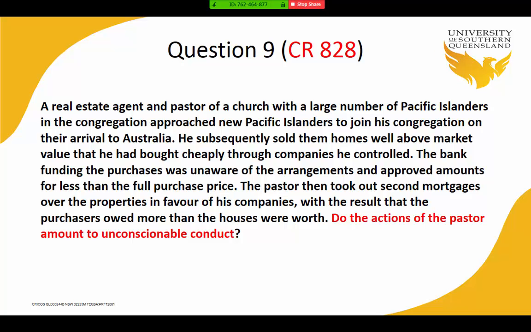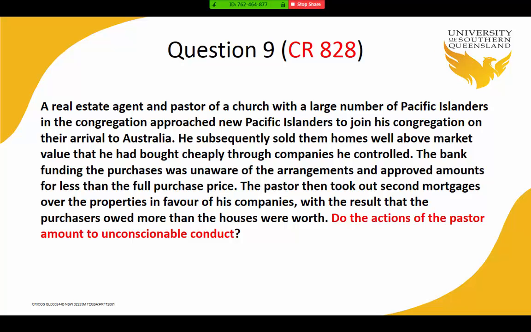The pastor then took out second mortgages over the properties in favor of his companies, so he is making assets. These mortgages are assets on his balance sheets, over the properties in favor of his companies, with the result that the purchasers owed more than the houses were worth. And then you're asked, do the actions of the pastor amount to unconscionable conduct?